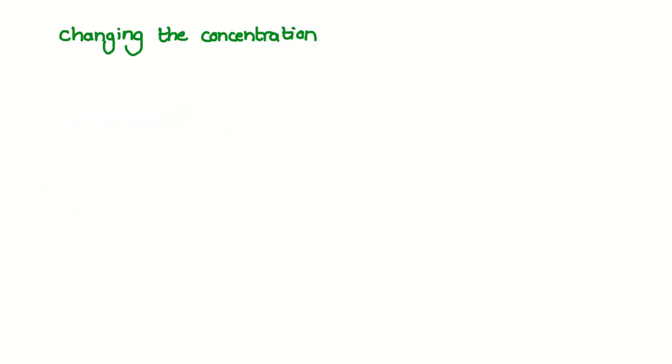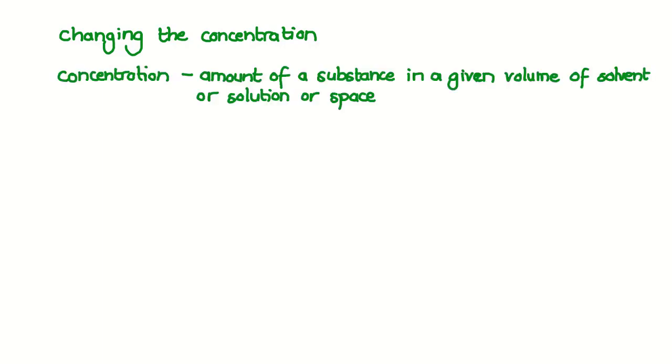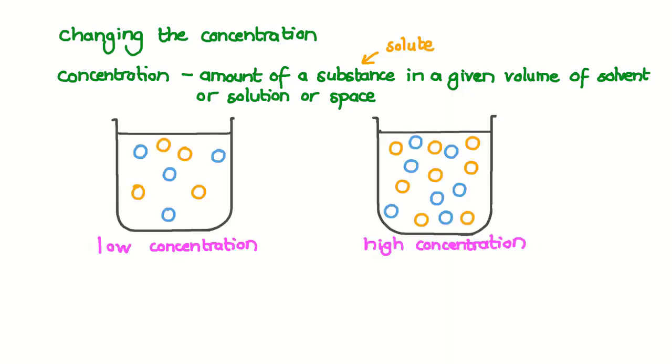Changing the concentration of reactants affects how fast a reaction occurs. Concentration can be defined in several ways. It is the amount of a substance, usually referred to as the solute, in a given volume of solvent, solution, or space. Let's consider a low concentration and a high concentration of solute particles in liquid. When we discuss pressure just now, we will consider the amount of substance in a given space, and here we will just look at solutions. So we have simplified our definition of concentration.